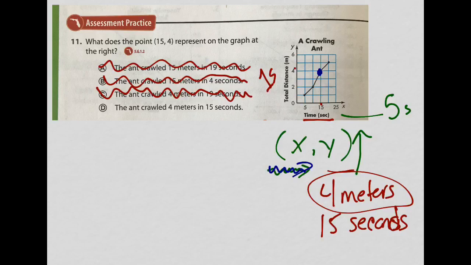All right, let's see if D is right. The ant crawled 4 meters. Oh, 4 meters, that's right there. Okay, so that's my y-coordinate, which is right here as well. In 15 seconds. Oh, 15 seconds. There's my x-coordinate, 15 seconds. So 15 seconds, 4 meters. The ant crawled 4 meters in 15 seconds. D is my correct answer.